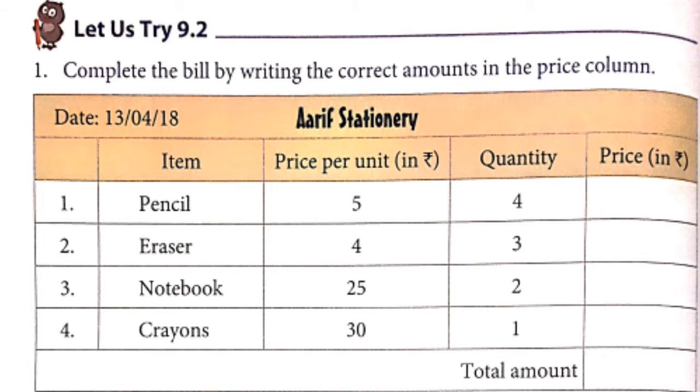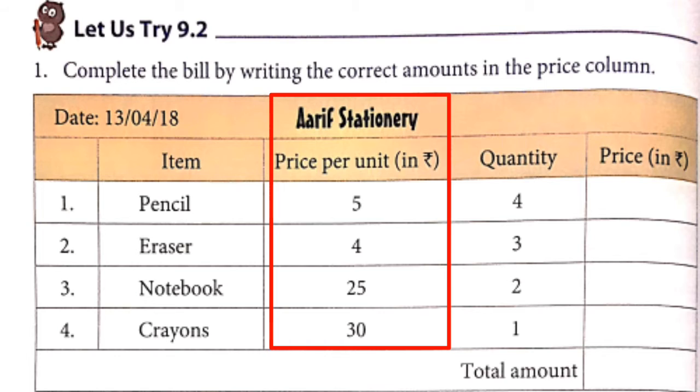And see there, first we have to write the number of items. 4 items are there. So we have listed that. What are the items there? Pencil, eraser, notebook, crayons. And then the next column, price per unit, is given there. For one thing, what is the price? So one pencil is 5 rupees, one eraser 4 rupees, one notebook 25 rupees, one crayons 30 rupees.